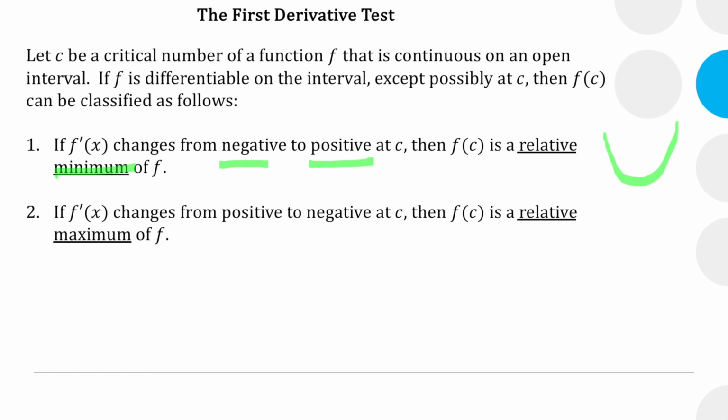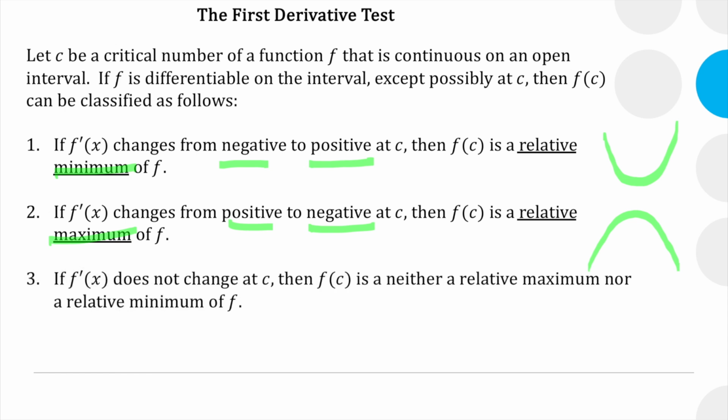If f prime of x changes from positive to negative, then we have a maximum. So we've got a positive slope to a negative slope. If f prime of x just doesn't change sign, then f of c is neither a relative maximum nor a relative minimum.